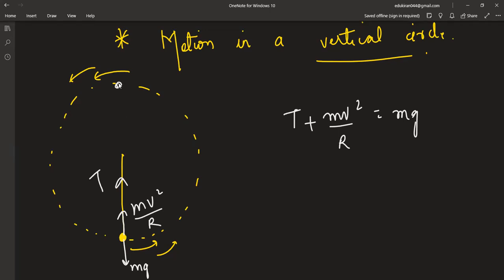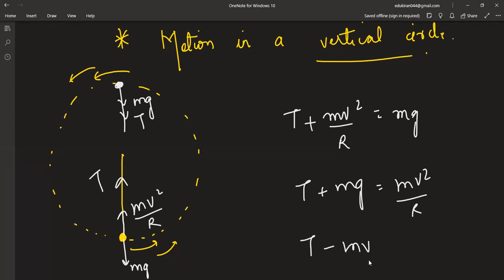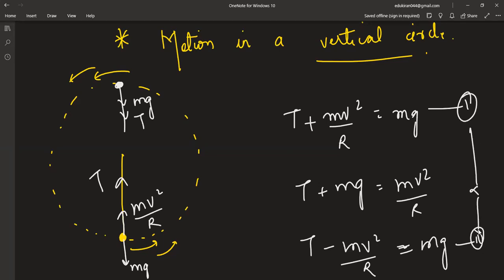If we talk about this point, now look, tension is acting here, mg is acting here at this particular point. So this time tension plus mg will be providing the necessary centripetal force together, mv square by r. So this becomes T plus mg is equal to mv square by r. So these two equations are helpful for such questions. That's it, what you have to do.